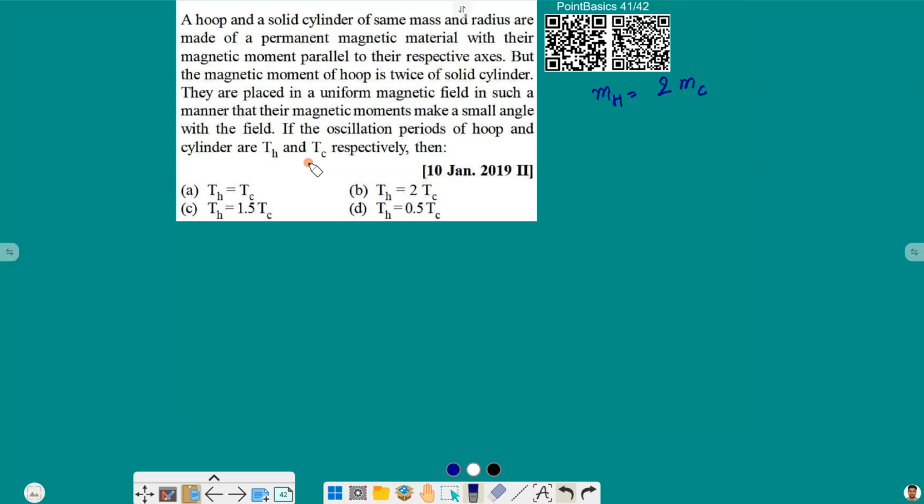So first of all, let's discuss what a hoop is. A hoop is a ring-like structure. So the moment of inertia of the hoop, which will be needed here, is equal to MR square. And this cylinder is a solid cylinder, so it will behave like a disk, we can say, and the moment of inertia of the cylinder, if it is solid, is half MR square.